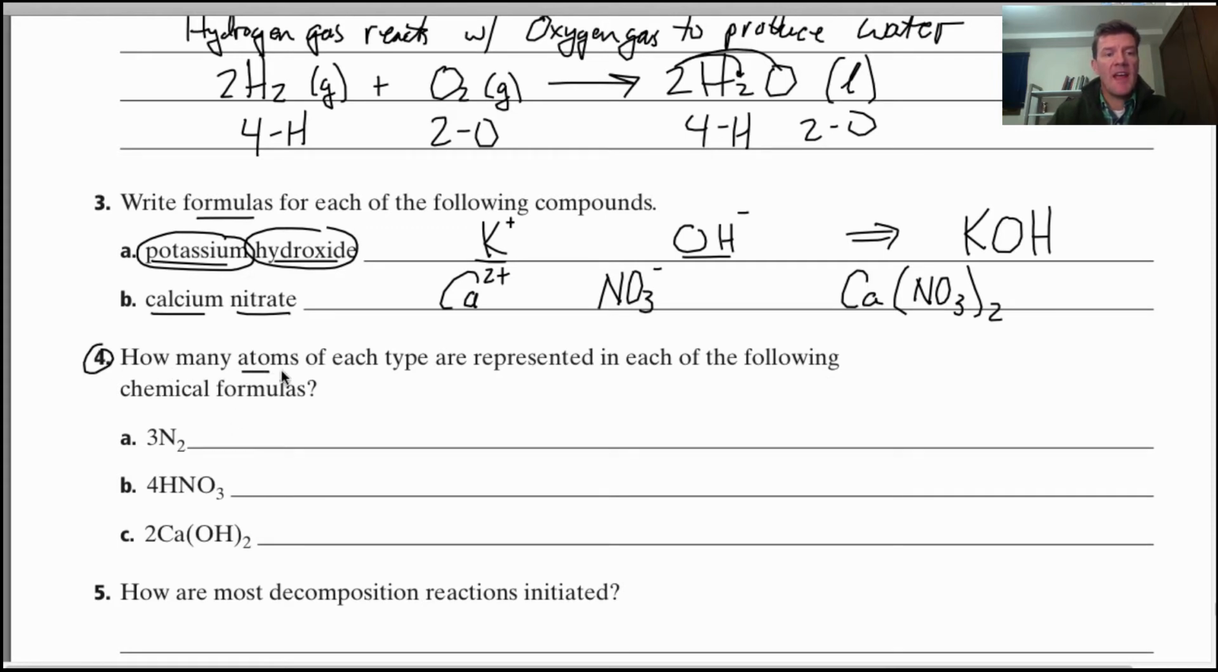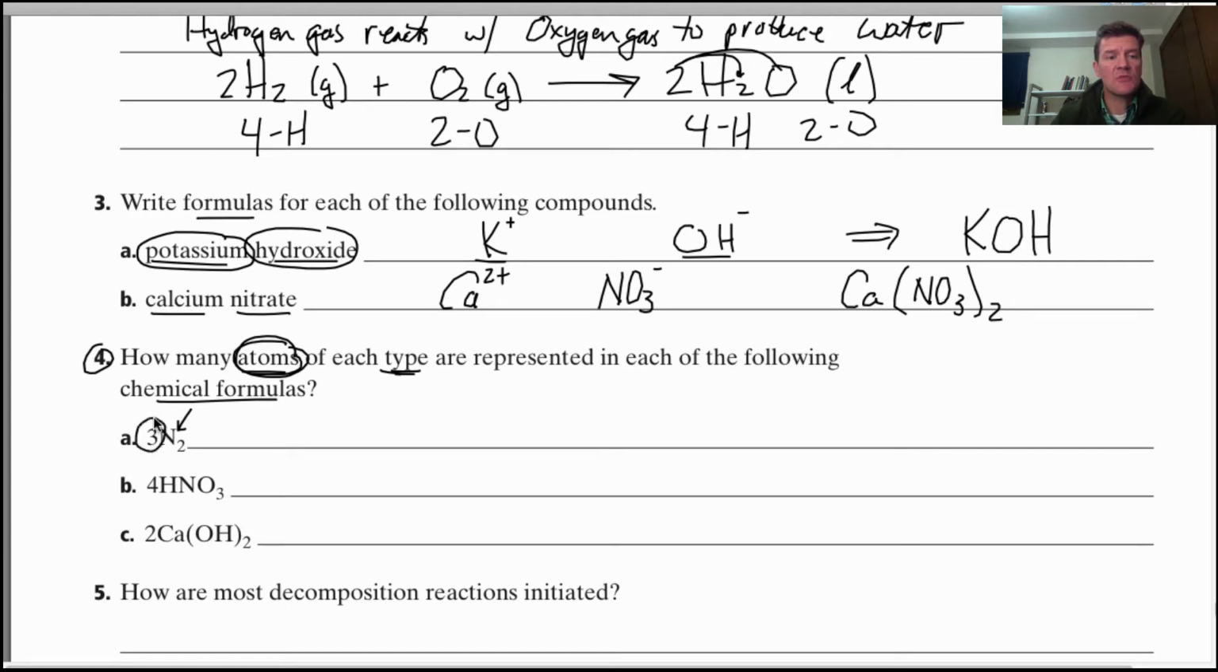Number 4, how many atoms of each type are represented in each of the following chemical formulas? Now it says how many atoms of each type. In other words, each element, how many atoms of each element. So if we look here, this N2, nitrogen is diatomic. It comes as 2 atoms in a molecule of nitrogen. That's how it exists in nature.